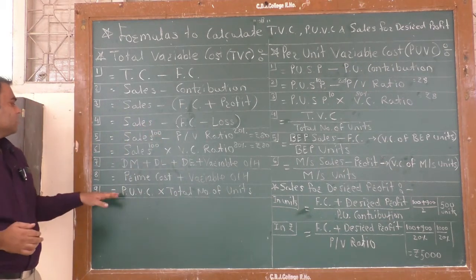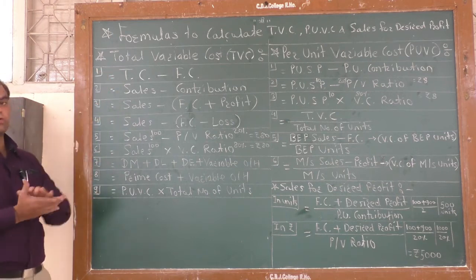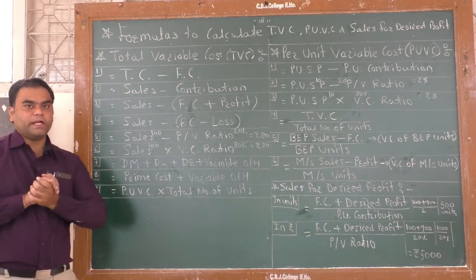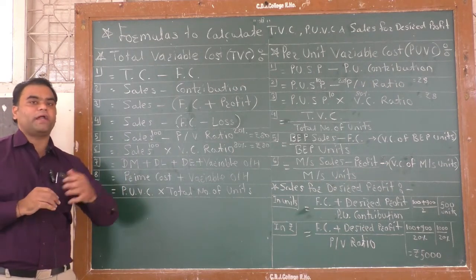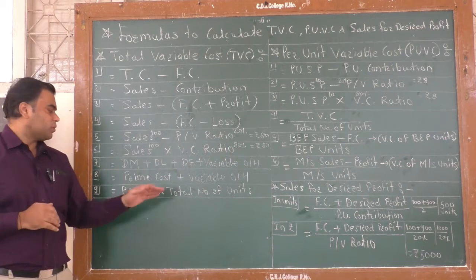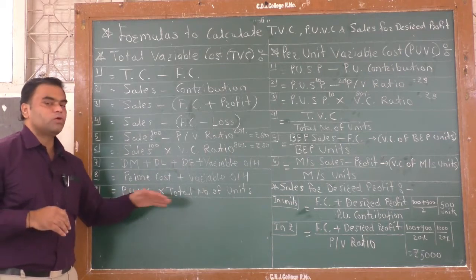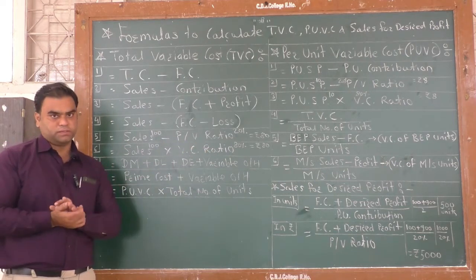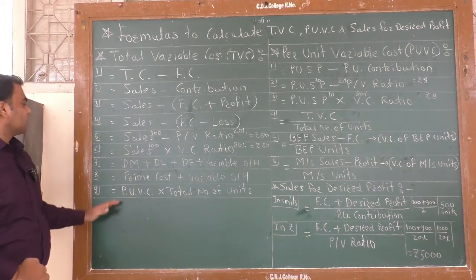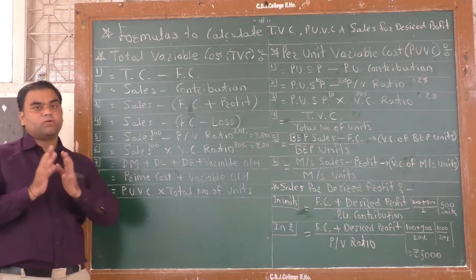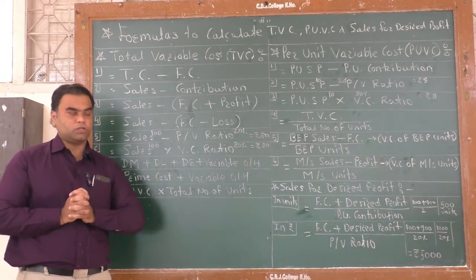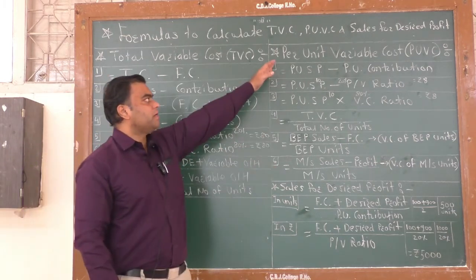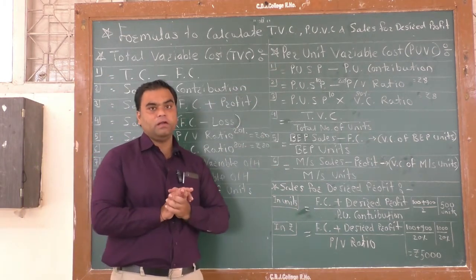Next, the last formula to calculate total variable cost. If we know per unit variable cost, then we can easily find out the amount of total variable cost. So per unit variable cost into total number of units is equal to total variable cost. So here we have discussed a total of 9 formulas to calculate total variable cost. Now we are going to discuss 6 formulas to calculate per unit variable cost.